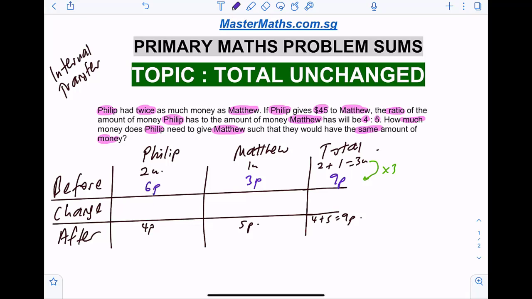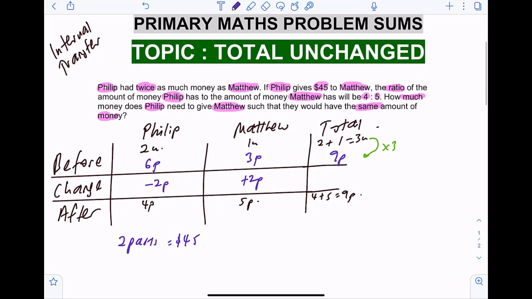Now we can clearly see something happening, right? That for Philip, he gave away $45. That's why he reduced by 2 parts. For Matthew, he got that $45. That's why he increased by 2 parts. Okay, so this person take away 2 parts. This person add the 2 parts. And the value of 2 parts, we also know from the question, it is $45. Okay, so from here, it's very useful information and we can use this to help us solve the problem.